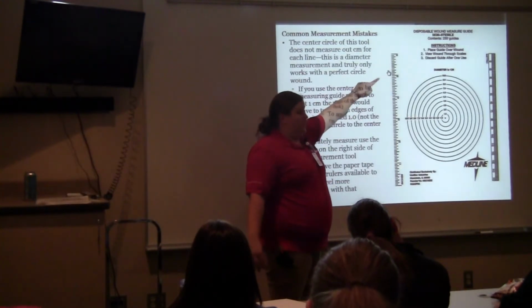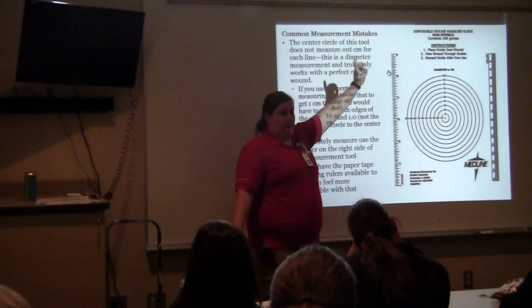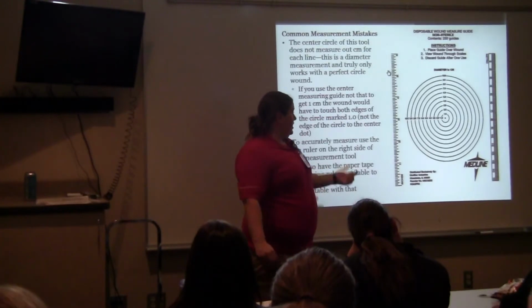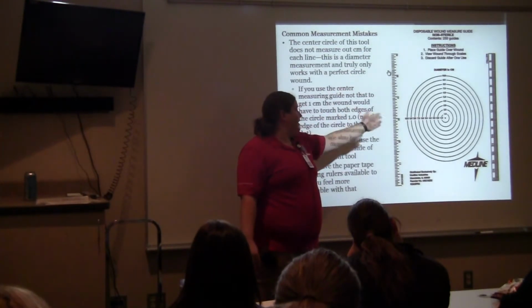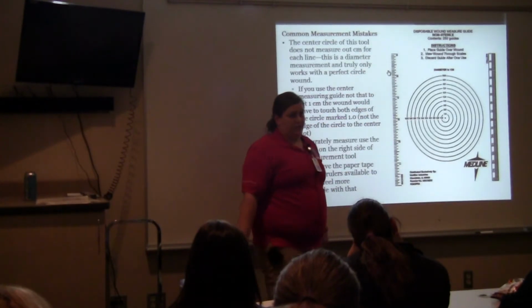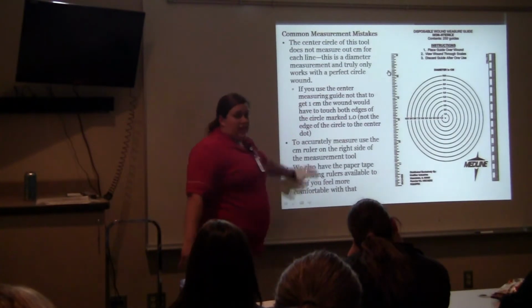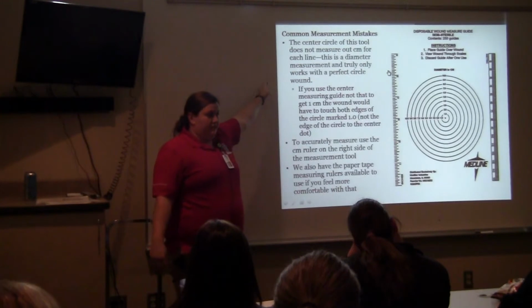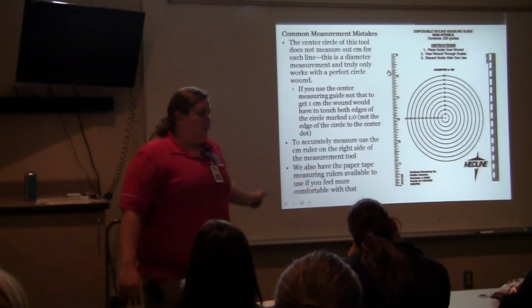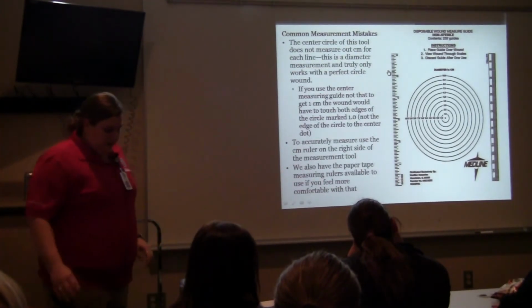So I see that error all the time. Even well-educated people are like, well, that was 6 by 3, and they're using the circles. So, any questions on that? That's like a huge error I see all the time. Well, for a perfectly circle round.